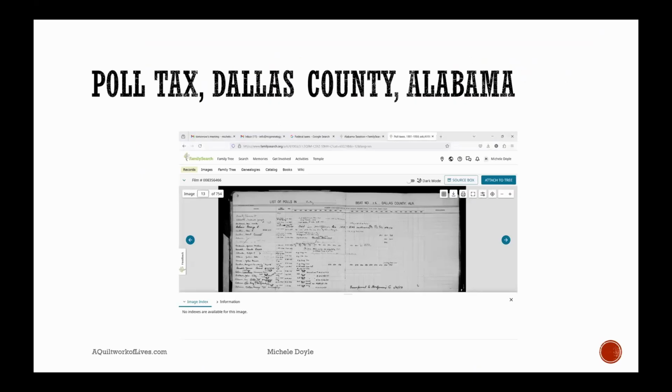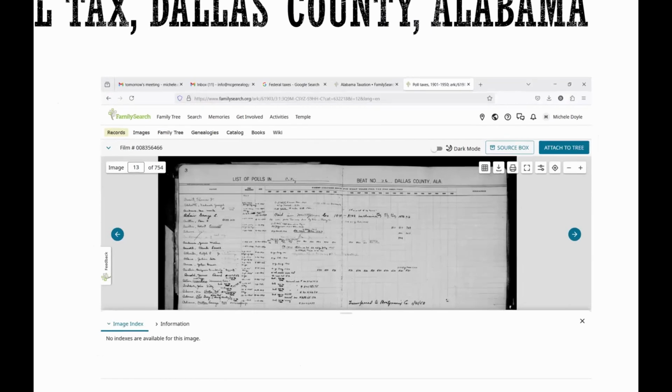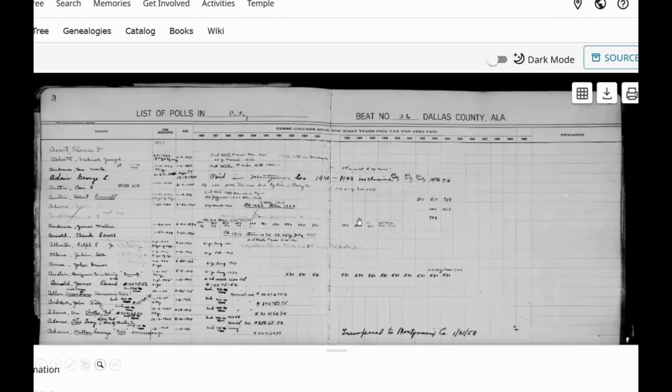All right, so here's another poll tax. The actual tax. This comes from FamilySearch. So there's search, and you go into the catalog, and this is Dallas County, Alabama. So here's a list of the men. You'll notice that these are all men. The year that they registered. So whatever year it was that they moved into the county or that they were now old enough in the county. And across the top here are years. So it goes, 1920s, 1930s up through 1940s.